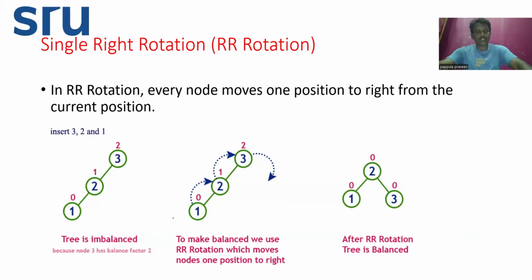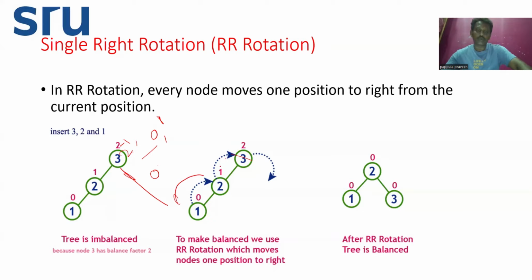The tree is imbalanced because node 3 has a balance factor problem. So left height 2 minus right height 0. Why 2 minus 0? Because the right side is 0. So 2 minus 0 is 2. So it is not balanced. What should the balance factor be? Minus 1, 0, 1. But this is not in balance. So to make it balanced, we use RR rotation, which moves one position to the right.